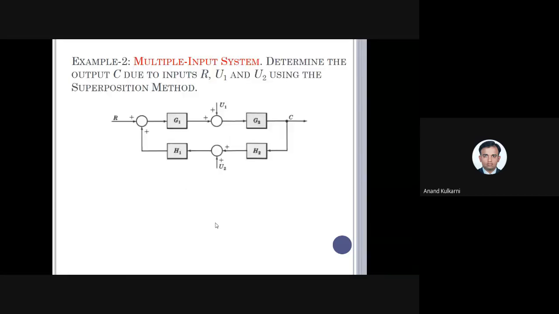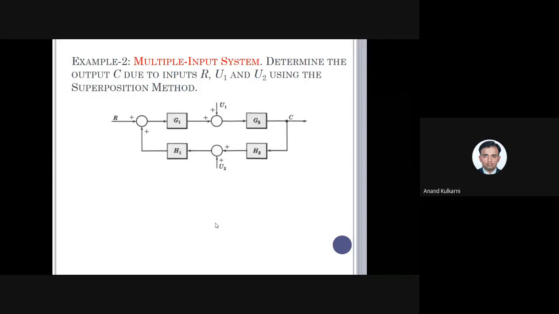Understood this method? Part A is C in terms of R, and the second answer is C in terms of U, because there are two inputs. Both are to be added, and we write this as the total, final answer. Remember, such kinds of problems have never been asked, but even then it is better we understand them.